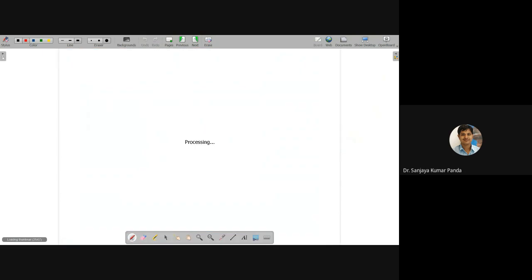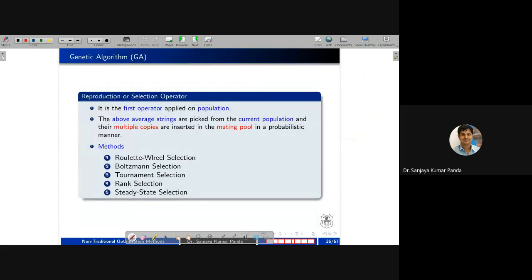Okay, now come to one particular phase that is called reproduction or selection operator. It is the first operator that we have applied to the population. What we are going to do here is that populations which are above average are picked as current population. I told you there are 3 types of population you will find: one is good population, one is average population, and there is bad population. Here it says that above average strings are picked for the current population, and above average populations will make multiple copies, and they are inserted into the mating pool. But bad populations we have to discard. I'll show you an example, and the idea will be more clear.